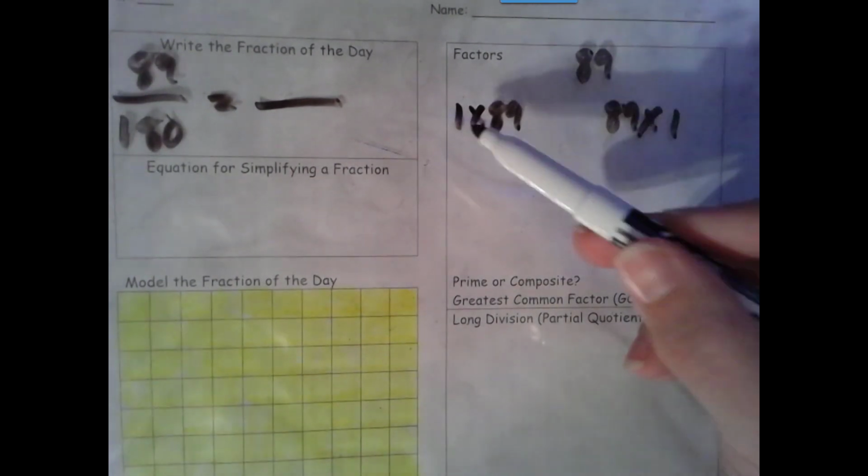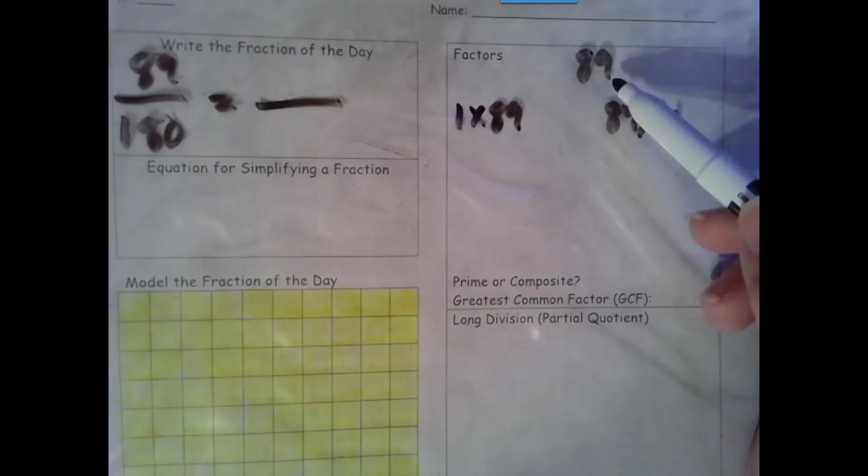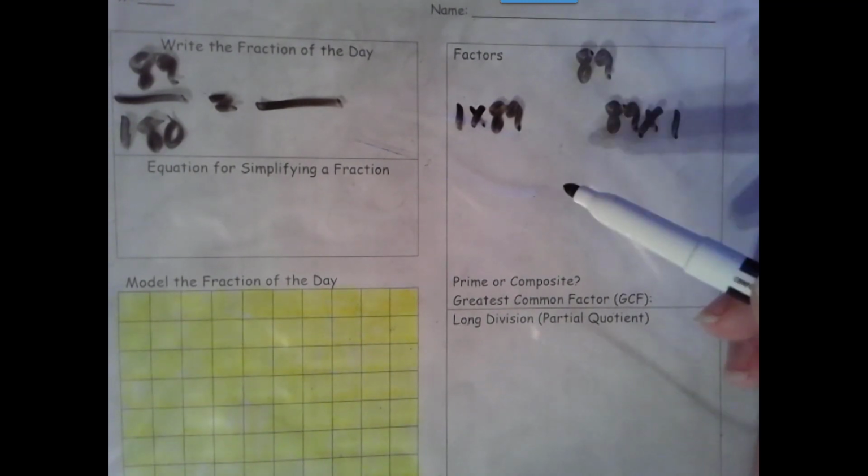Now we're going to go through our divisibility rules to find any other factors. We're going to go in order so we don't miss any. So after 1, we try 2. The rule for 2 is that it ends in an even number. 9 is odd, so 2 is not a factor. And if 2 is not a factor, no even number will be. So we only have to check odd numbers.